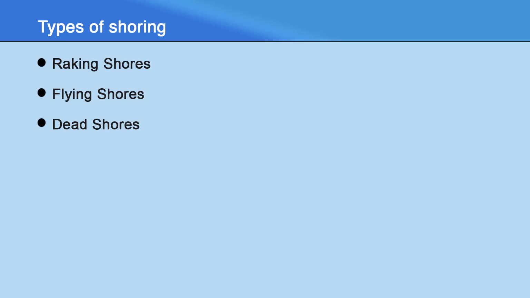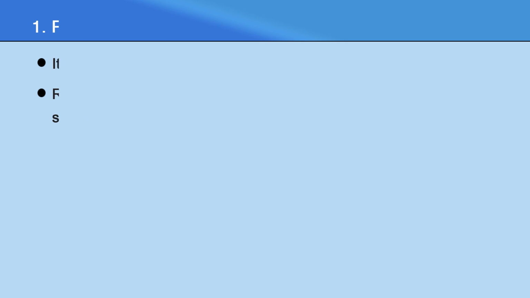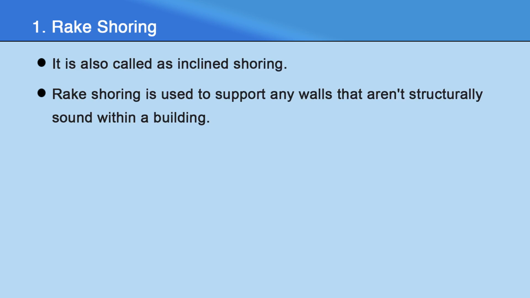Types of shoring. There are three types of shoring. First is dead shoring. Second is rack shoring, which also has two types, single rack and double rack. And the third type is flying shoring, which also has single flying and double flying. We will see them one by one. First, rack shoring. It is also known as inclined shoring. Rack shoring is used to support any walls that aren't structurally sound within a building.